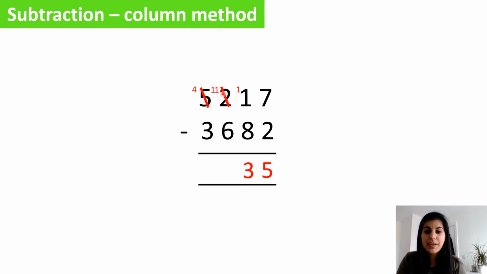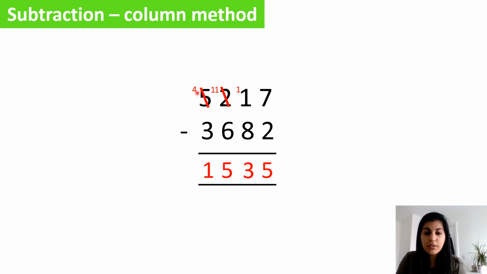I'm now going to be doing 11 take away 6, and 11 take away 6 is 5. In my thousands column, I've got 4 thousands, take away 3 thousands, which is 1,000. So my answer is 1,535.